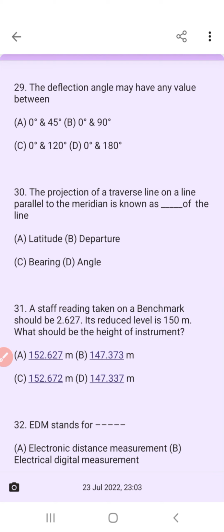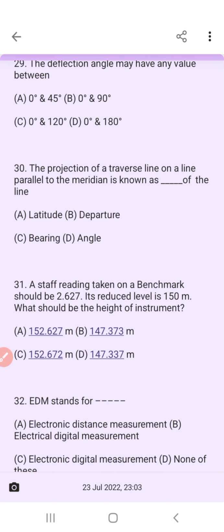Latitude. A staff reading taken on a benchmark is 2.627 meter. Its reduced level is 150. What should be the height of the instrument? The height of the instrument is equal to 152.627. We can calculate the height of instrument by adding the staff reading on the benchmark plus the reduced level.